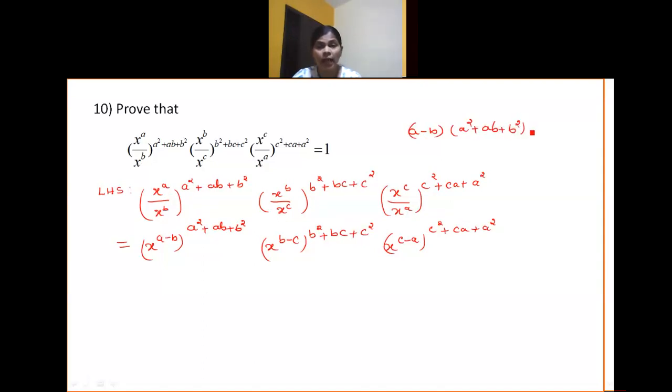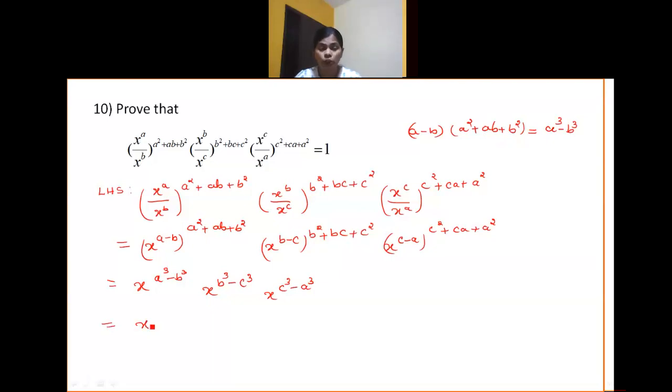Each term has powers of the form a minus b into a square plus ab plus b square, which is nothing but the a cube minus b cube formula. So let me apply this formula everywhere over here. For the first term, I get x to the power a cube minus b cube. For the second term, it is x to the power b cube minus c cube. For the next term, it is x to the power c cube minus a cube.